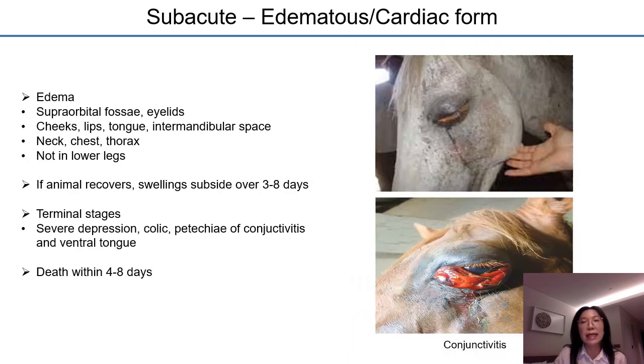The subacute form is called the edematous and the cardiac form. If the animal recovers, swelling subsides over 3 to 8 days. Anyway, the subacute form causes death as well, but death was within 4 to 8 days. It is noteworthy that conjunctivitis can appear here in case of the edematous and cardiac form, the subacute AHS.